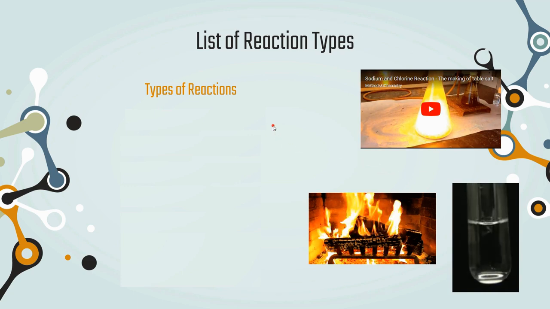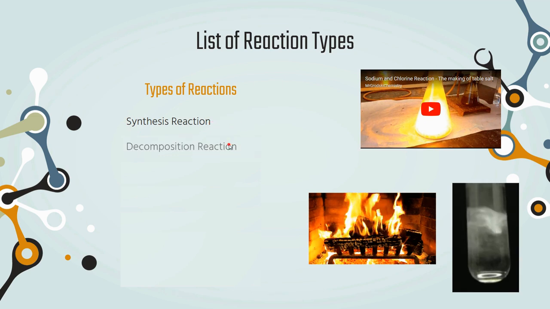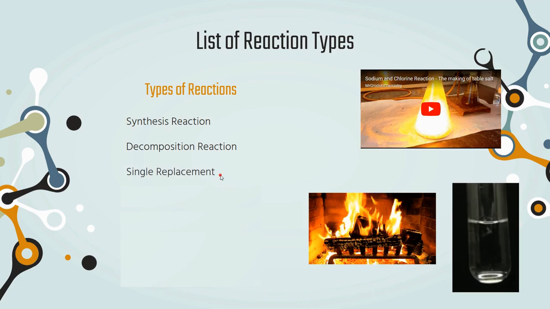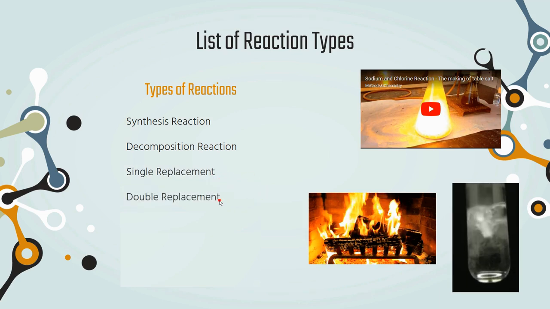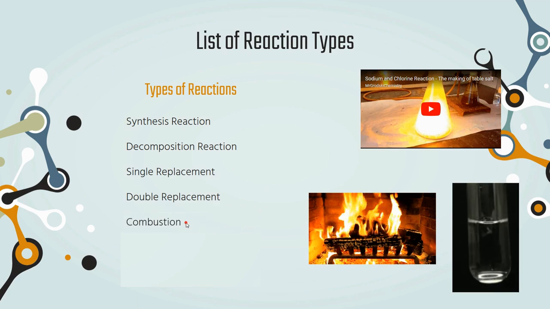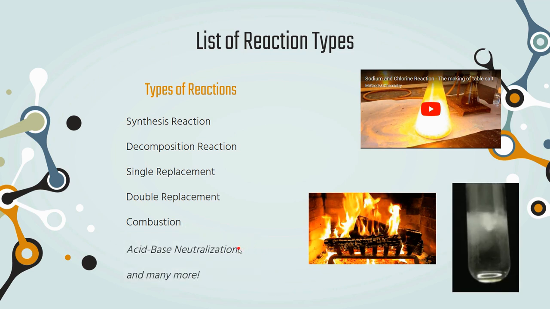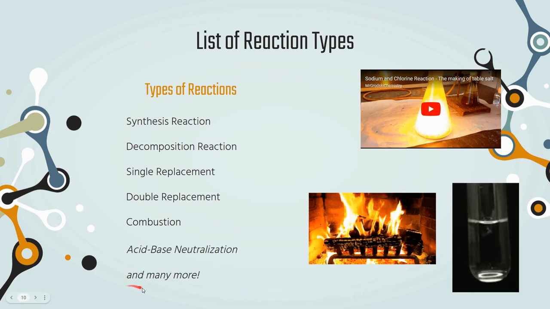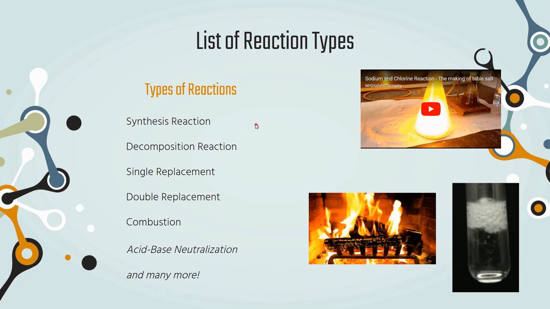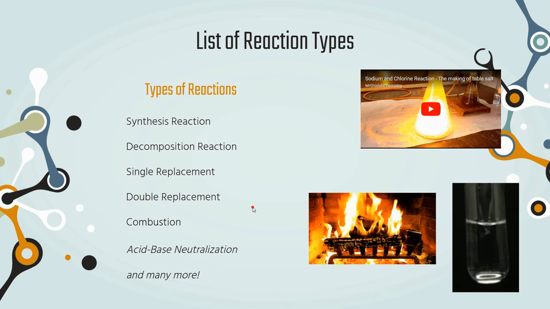different types of reactions. The first type we'll go over is called a synthesis reaction. The second type is a decomposition reaction. The third is a single replacement, followed by the fourth, a double replacement. And finally, we'll talk about combustion. Just know that this is not a complete list. There are reactions such as acid-base neutralizations and many more that we will not cover. But these 5 that we will cover, synthesis through combustion, that covers a lot of the general chemical reactions. So let's get into it.